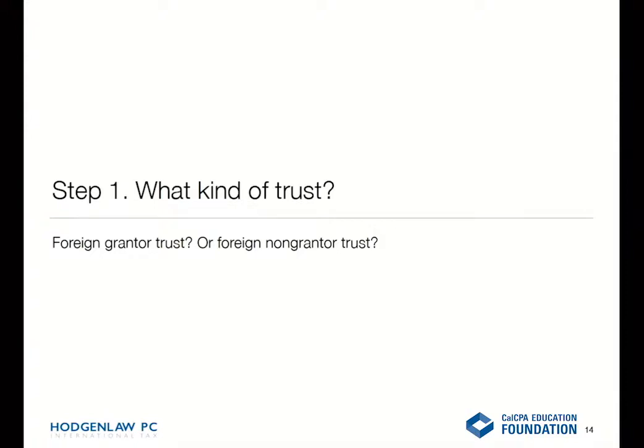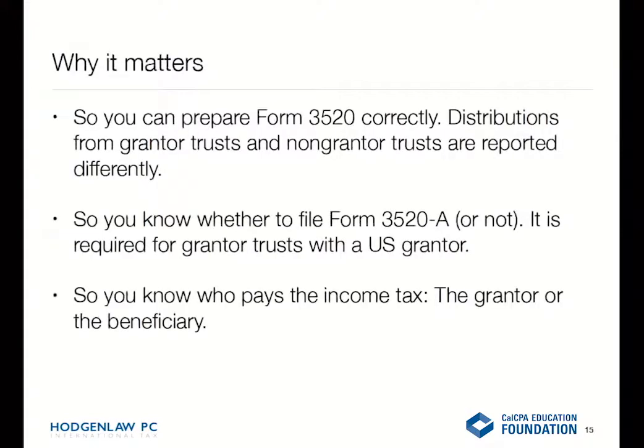So now we're going to take a look in a little bit more detail at each of those steps that I just mentioned. First is, what kind of trust is it? Is it a foreign grantor trust or a foreign non-grantor trust? This matters for a few reasons. First of all, so you can prepare Form 3520 correctly. 3520 is for people who are owners of a foreign trust, who make contributions to a foreign trust, and who receive distributions from a foreign trust.